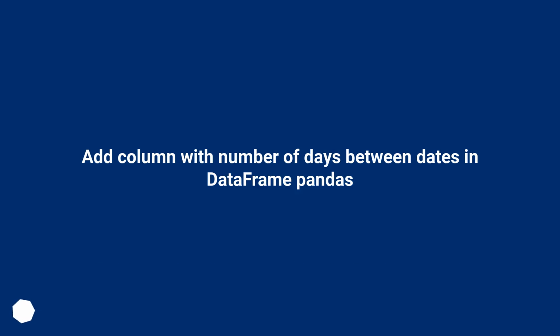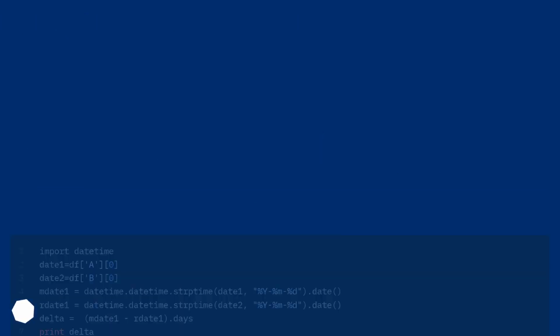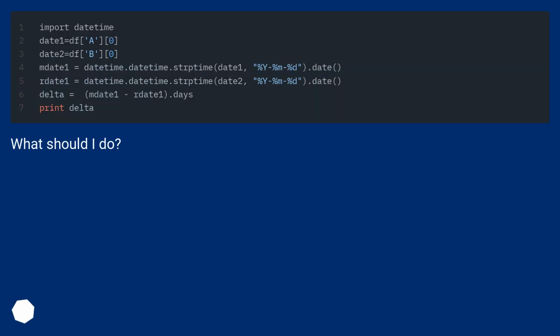Add column with number of days between dates in DataFrame pandas. I want to subtract dates in A from dates in B and add a new column with the difference. I've tried the following, but get an error when I try to include this in a for loop. What should I do?